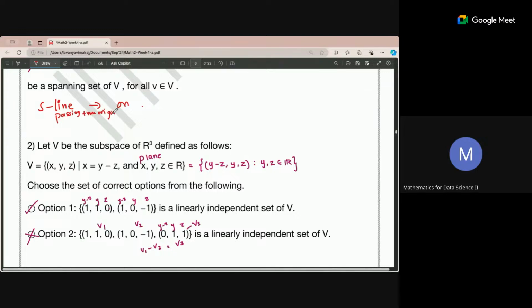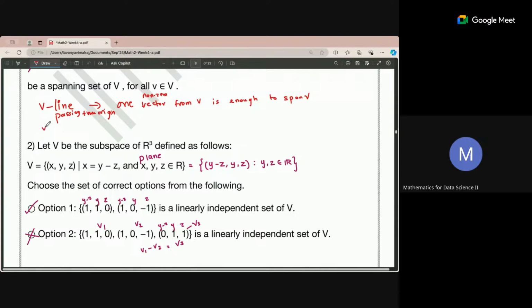So the set is a line passing through origin. Now, I am saying only one point, one non-zero vector from V is enough to span V.